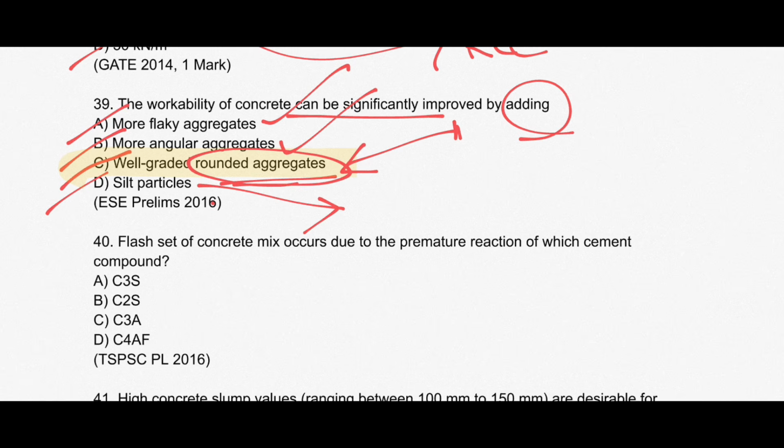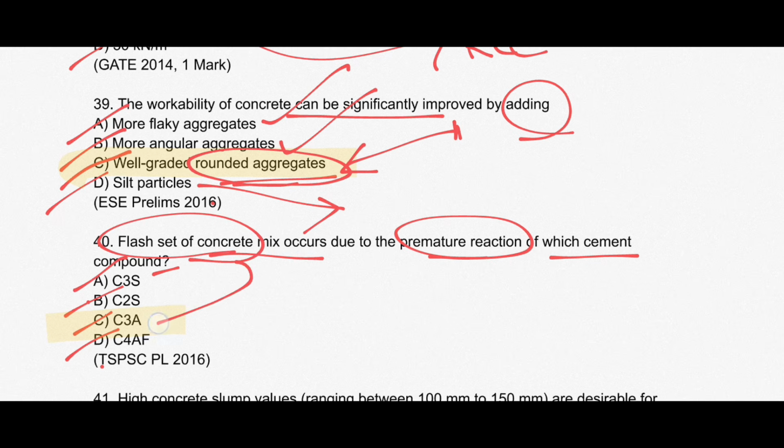40th question. Flash set of concrete mix occurs due to the premature reaction of which cement compound? Option A C3S tricalcium silicate, option B C2S dicalcium silicate, option C C3A tricalcium aluminate, and option D C4AF tetracalcium aluminoferrite. So the answer is option C, that is C3A, tricalcium aluminate. The main reason for flash set is tricalcium aluminate.